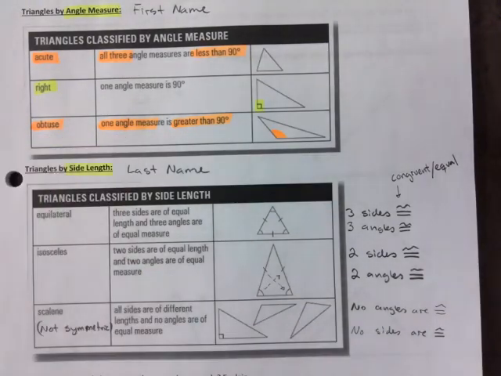You can only have one obtuse angle. Remember that. You cannot have more than one obtuse, because then it would no longer be a triangle. It would be more than 180.